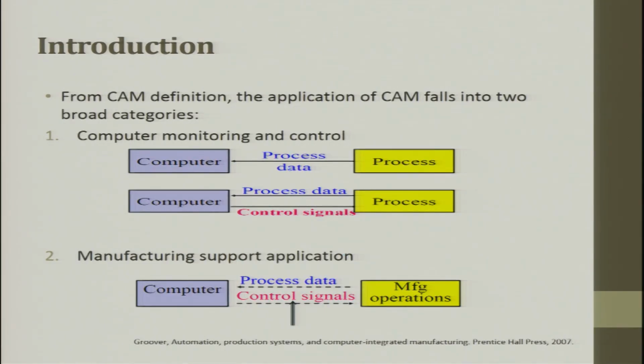Computers process data, you have a process. Computers process data and control signals, this is the advancement. So, first is computer monitoring and control, where the process data is flowing and control signals are there. Then in manufacturing support applications, you will have computers and manufacturing operations. So, process data and signals will flow here. So, this is manufacturing operations. So, the CAM is divided into two categories: computer monitoring and control, and manufacturing support applications. When we talk about manufacturing support applications, it talks about supply chain and other things.